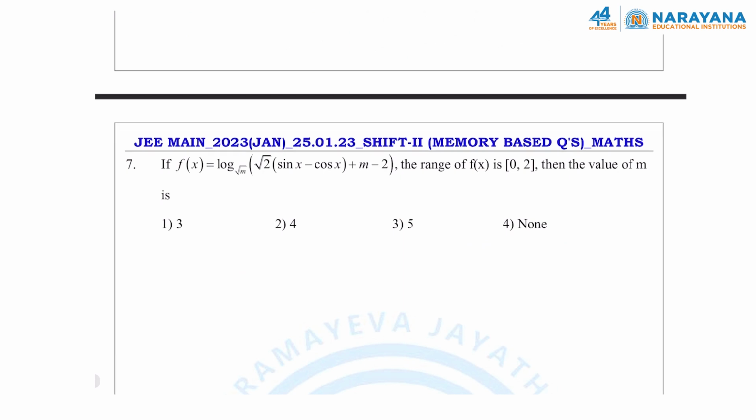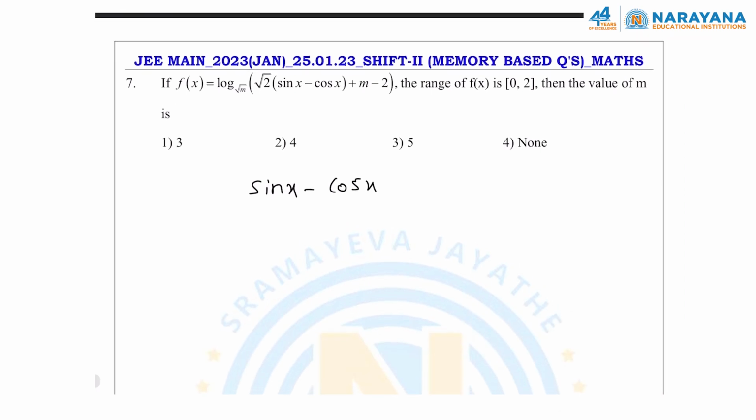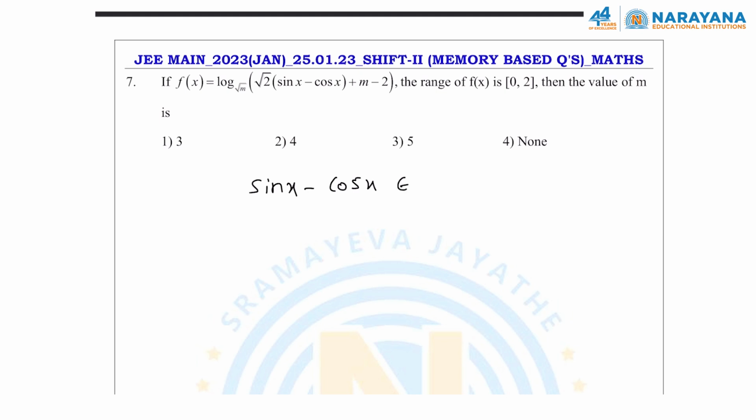Given f of x is equal to log base root m of (root 2 times (sin x minus cos x) plus m minus 2). Then the range of f of x is 0 to 2, then find the value of m. So first, if you see this expression sin x minus cos x, what is the range of sin x minus cos x? Sin x minus cos x will always lie between minus root 2 and root 2. So how can we say this?